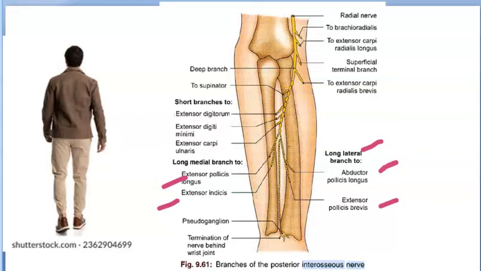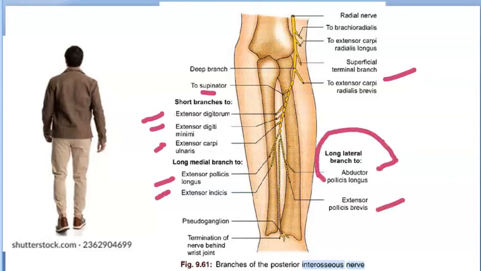Okay. Is there a trick to remember this, guys? So let us see. Everything is extensor. Okay. See, it started off with the extensor radialis brevis, extensor digitorum, extensor digiti minimi. See, supinator I have not mentioned. It doesn't have extensor word. What I'm trying to focus on is everything has extensor word. Okay, except for this abductor pollicis longus, which is on the lateral. Okay, which is getting the lateral long branch.